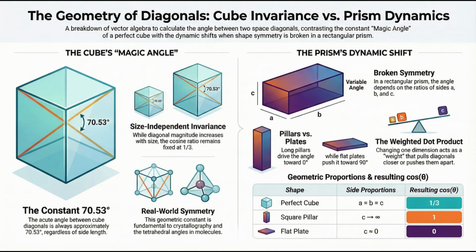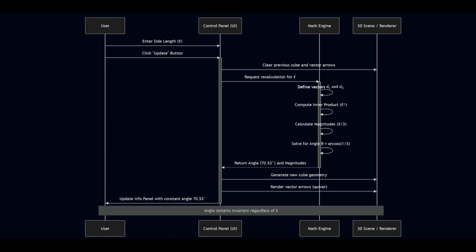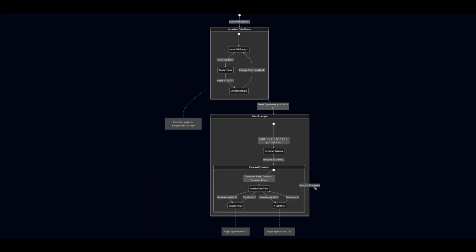Visual feedback. Finally, the renderer draws the new vectors and updates the information panel. This allows the user to see the physical change in the cube size while noting that the calculated angle remains approximately 70 degrees. For the more complex prism visualizations, this sequence evolves into a continuous loop.